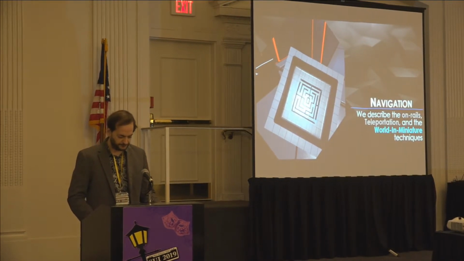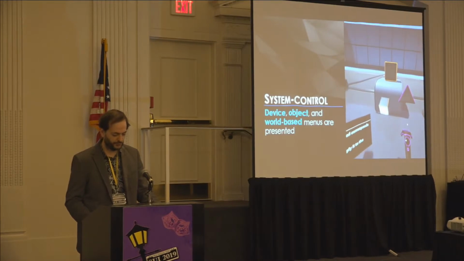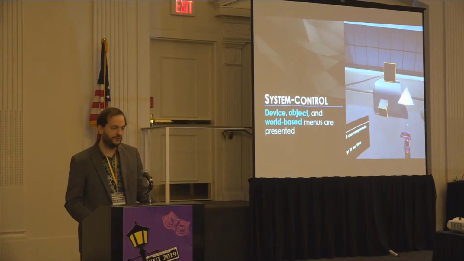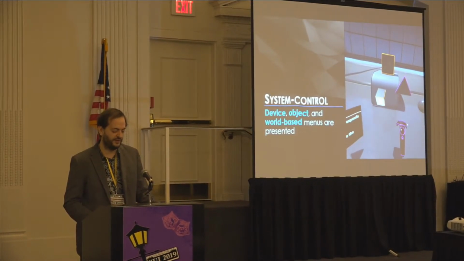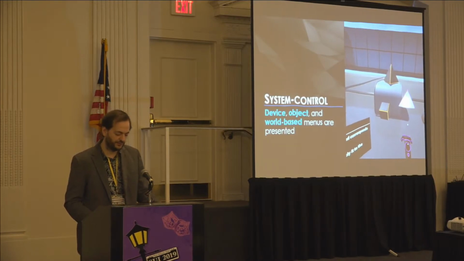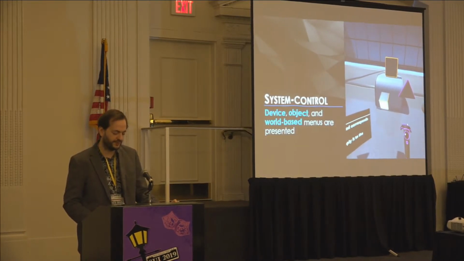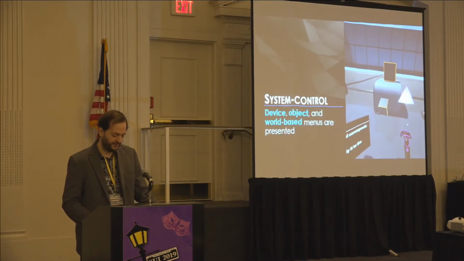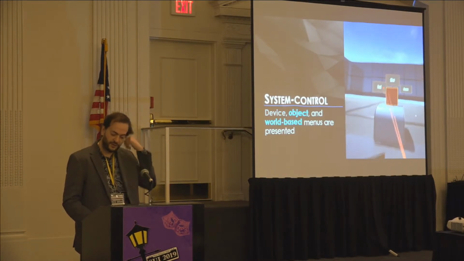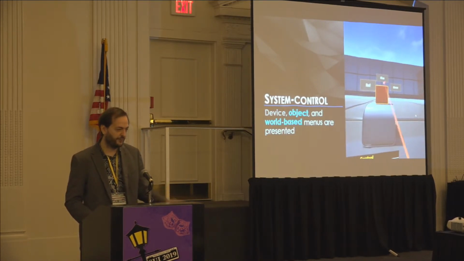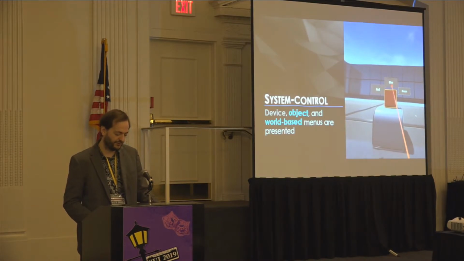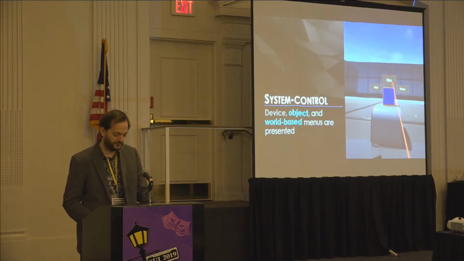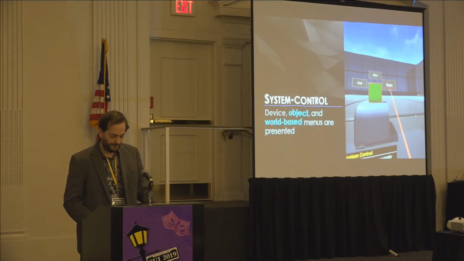And then finally, the system control scenario showed the difference between different types of menus, such as a device-based menu, which allowed the user to select the appearance of the shape in front of them, and these objects were shown around the device. Then the second type would be the object-based menu, in which the possible choices are displayed around the object, and the user can use the pointer from the controller device to select different appearances of the object.